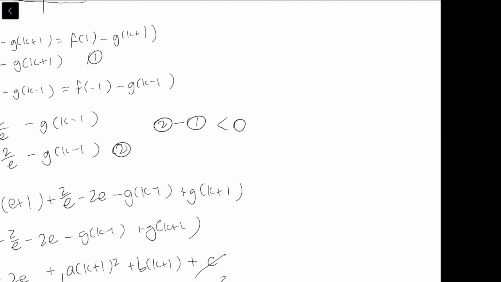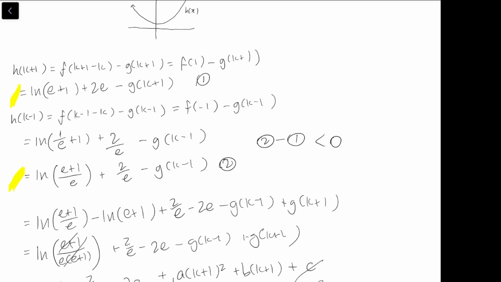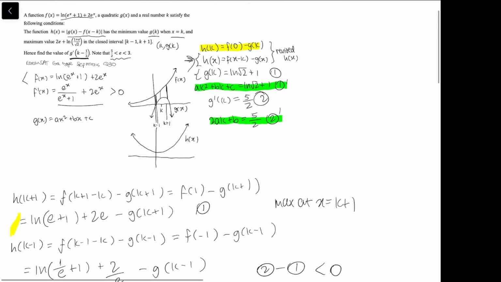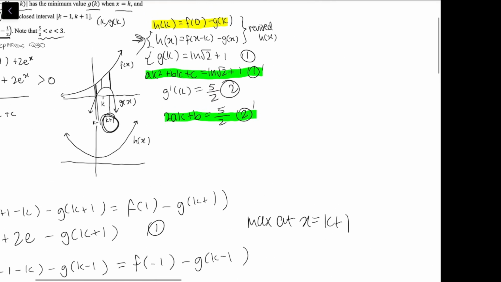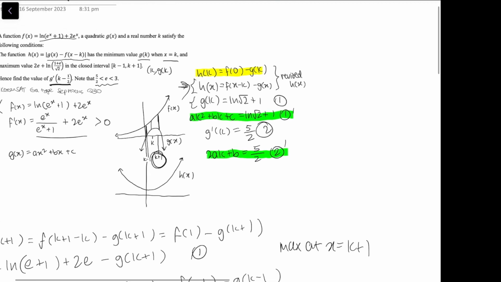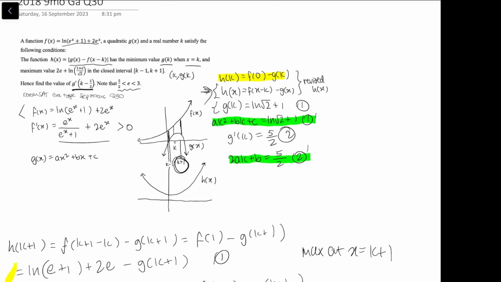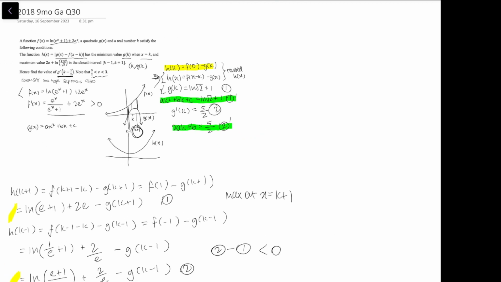So what does that mean? That means equation 1 is larger than equation 2. That means the maximum lies at k plus 1 with a maximum of h of k plus 1. So max at x equals k plus 1. So that's in our sketch. Max is here, k plus 1. So we can write this as our third equation. Since the question gives us what the maximum value is, we can write this as h of k plus 1 is equal to 2e plus ln of (1 plus e on root 2).